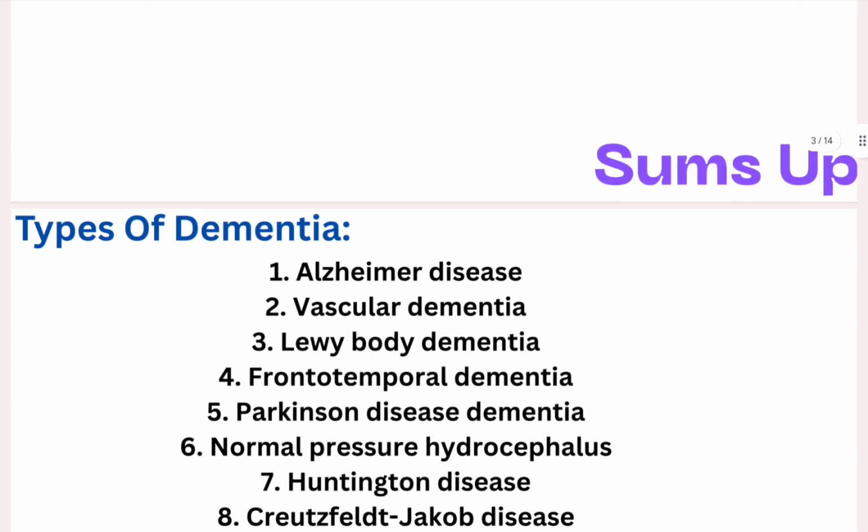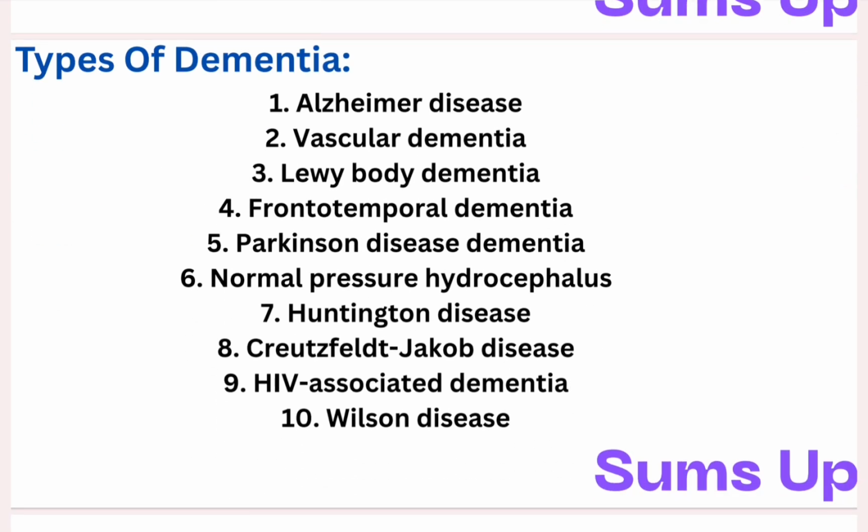So, beginning with the types of dementia, there are 10 types: Alzheimer's, vascular dementia, Lewy body dementia, frontotemporal dementia, Parkinson disease dementia, normal pressure hydrocephalus, Huntington disease, Creutzfeldt-Jakob disease, HIV associated dementia, and Wilson disease. These all can cause dementias. In exams, when you do Q banks, these questions come up again and again, and people can't differentiate between the different kinds of dementia. When I was solving those question banks, I would get them frequently wrong, and I couldn't explain the differences between them.